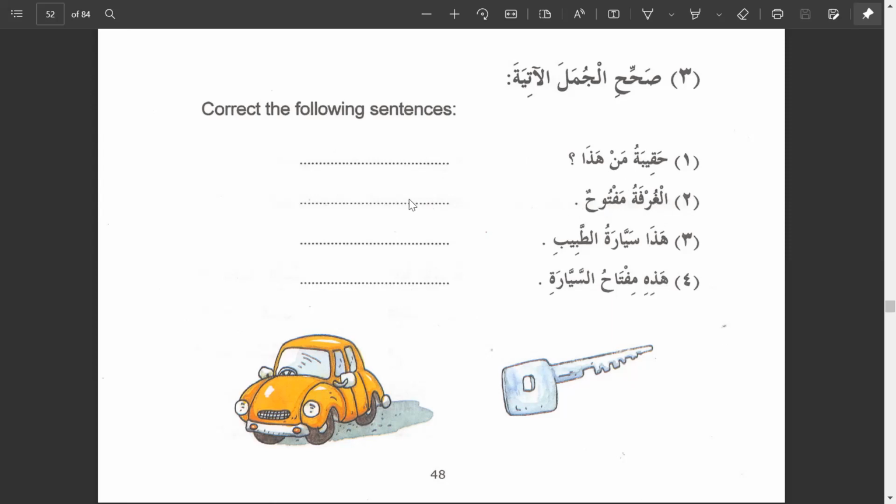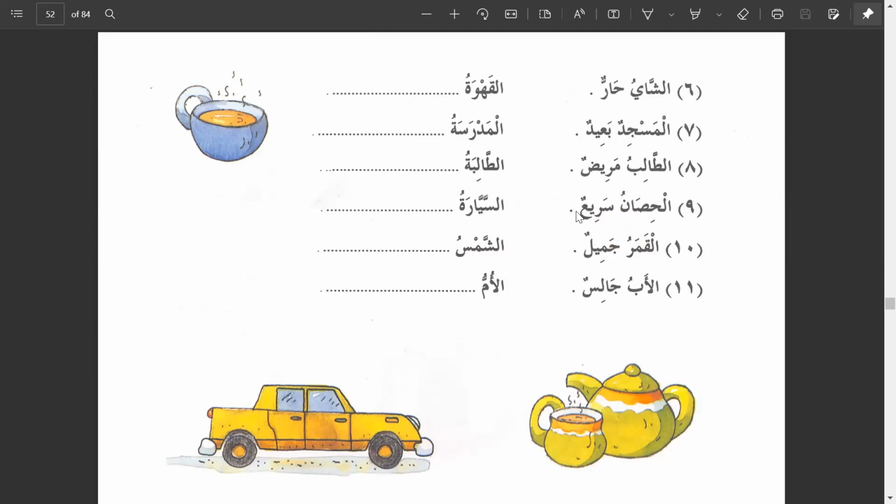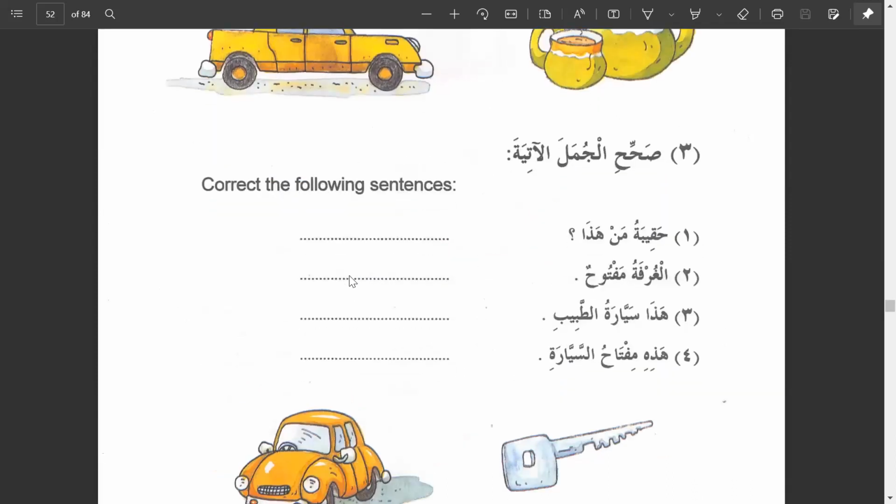Al-ghurfatu maftuhun. What's the correct form? Ghurfatu is ghurfatu, room. You cannot change that. Maftuhatun. The same thing you did in this exercise, like sari'un sari'atun, ba'idun ba'idatun, jamilun jamilatun. The same way, maftuhun becomes maftuhatun. Okay? Al-ghurfatu maftuhatun, because the subject and the khabar, the mubtada and khabar, they match. So al-ghurfatu maftuhatun. Then?